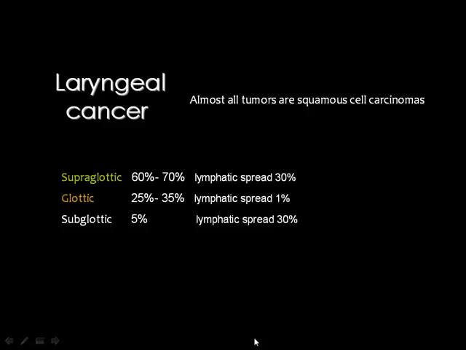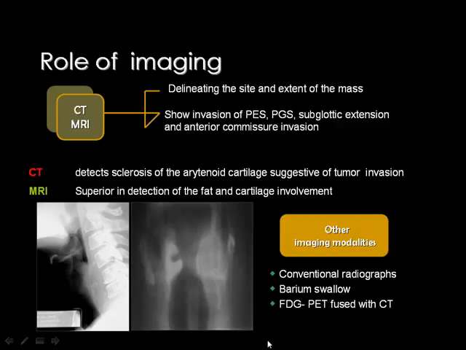Then we came to the main issue, which is laryngeal cancer, which is very common in the supraglottic area, less common in the glottic area, and least common in the subglottic region. Laryngeal cancer is usually diagnosed by CT or MRI based on the presence of a solid mass infiltrating any part of these parts of the larynx. Then the role of imaging is to delineate the site and the extent of the lesion, and to identify invasion of these spaces, in particular the pre-epiglottic space, the paraglottic space, and the extension to the anterior commissure, as well as invasion of the laryngeal cartilages.